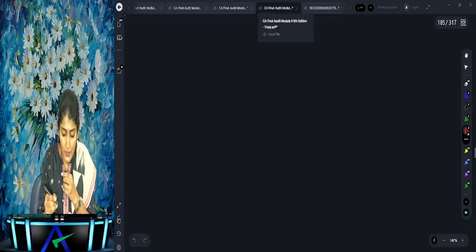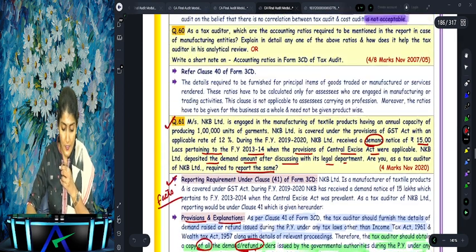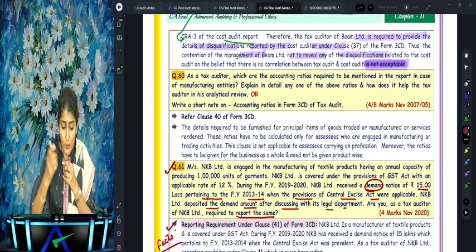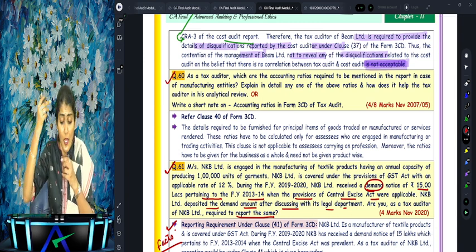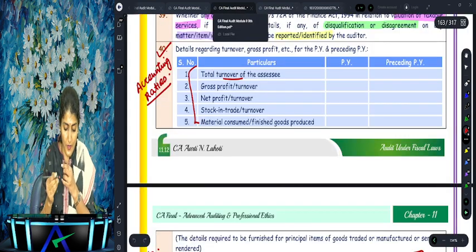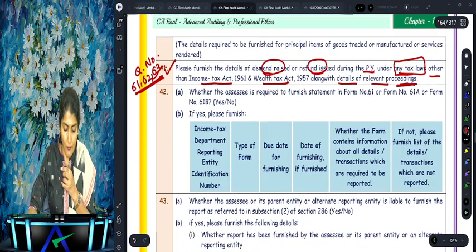What are the accounting ratios to be given in form 3CD? Right, there's the total turnover of the assessee, then the gross profit to turnover, net profit to turnover, stock in trade to turnover, and the material consumed to the finished goods produced, right? So that is which question over there? Question number 60, right? That is the question number 60, the accounting ratios in the form 3CD, right?